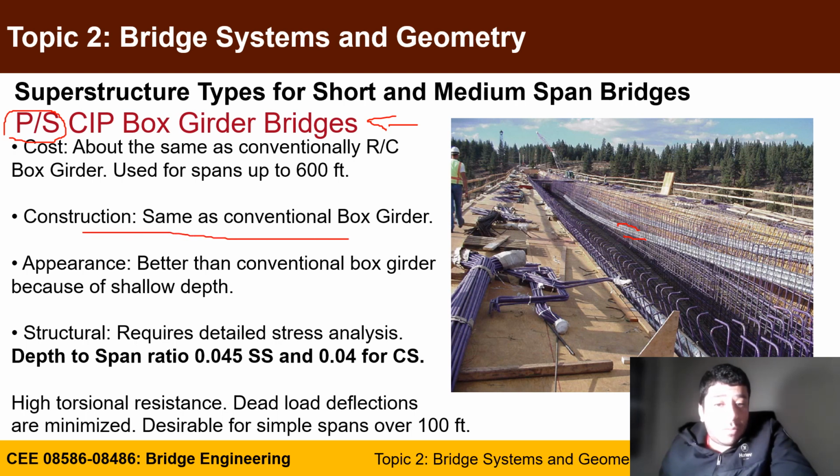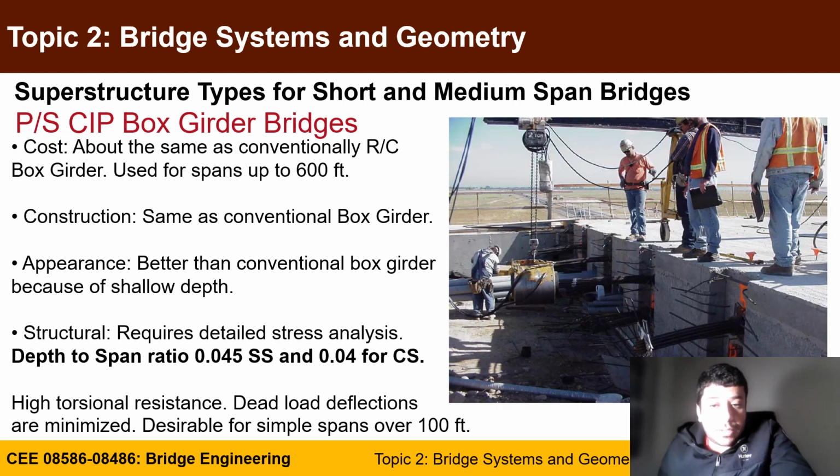Same as conventional box girder in terms of constructability, except you have to be careful with the profile of the ducts and a lot of quality assurance for that. It actually looks better than conventional in terms of appearance. Depth to span ratio for simply supported is 0.045, for continuous support 0.04. As we mentioned before, it's also very good for torsional resistance.